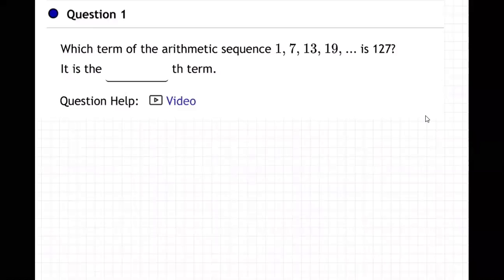Question number 1. Which term in the arithmetic sequence 1, 7, 13, 19, etc., is the number 127? In other words, that's some term way down the line. If we were to write it out, we'd say it's 1, 7, 13, 19, ... way down the line, we'd have the number 127.